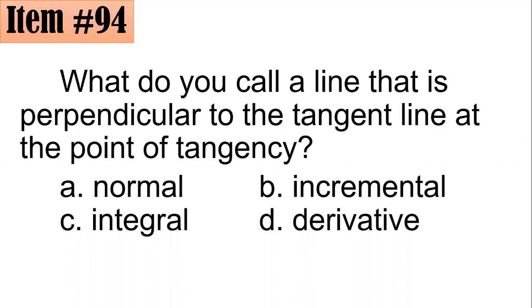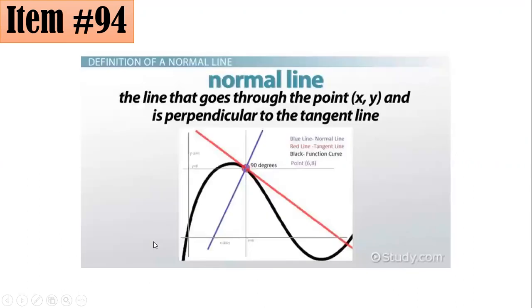Okay, marami po sa atin ang sumagot ng letter A. Tama nga ba yung normal? And you are actually correct if you answered letter A or normal line. A normal line is a line that goes through the point xy and is perpendicular to your tangent line. Your tangent line is actually using the same slope, but the normal line is perpendicular to it.